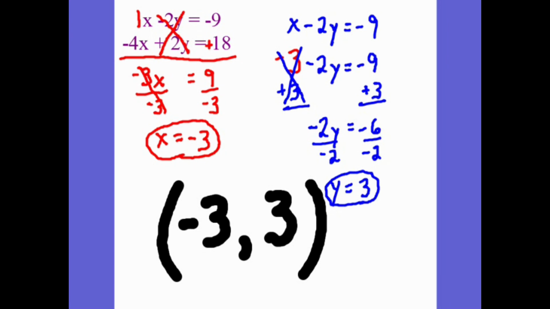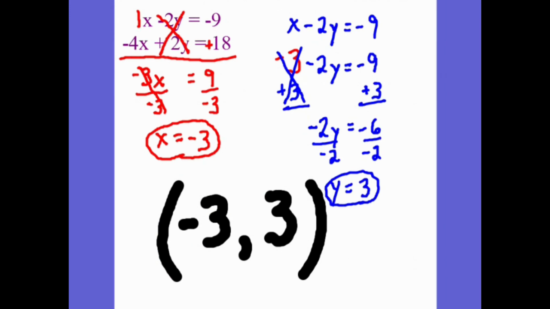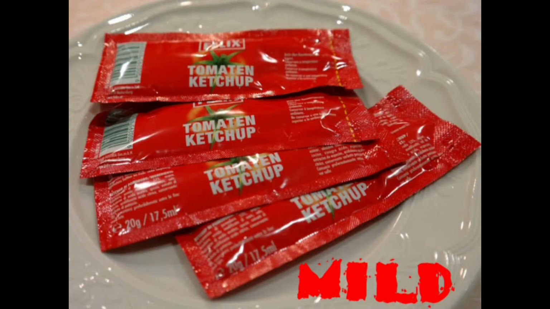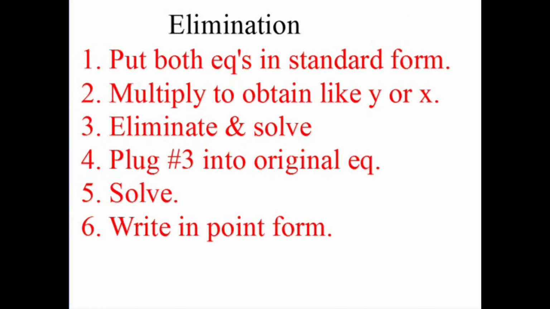Now, what you just did was downright amazing. The point negative 3, 3, you did this without graphing at all. Here's the graph of those two lines, and you'll notice that right there at negative 3, 3, that's where those two lines intersect. We did it all without even actually graphing. That is awesome. Alright, so that was how to do a mild equation.